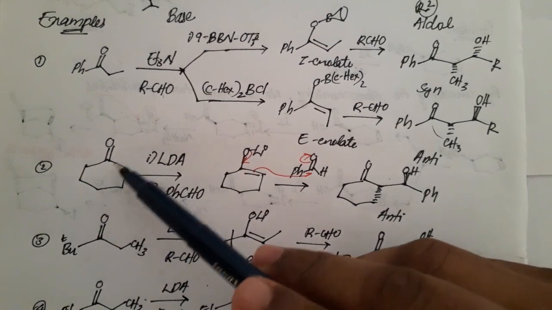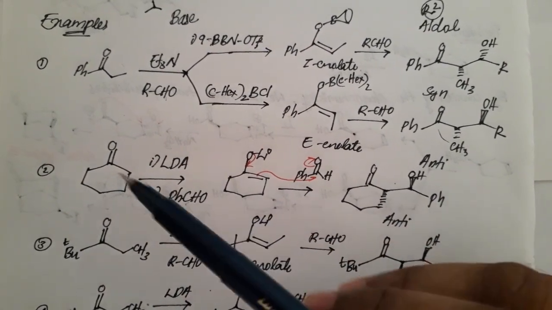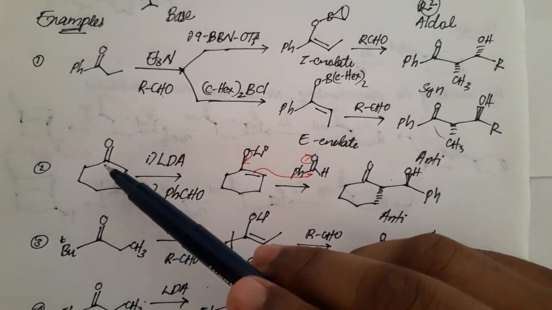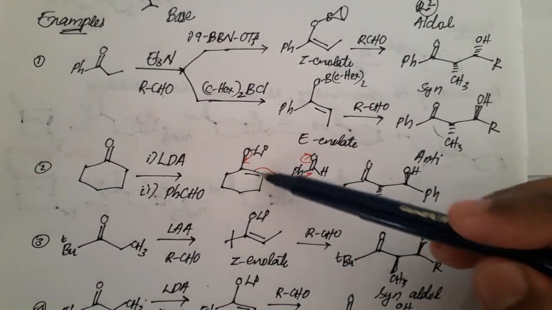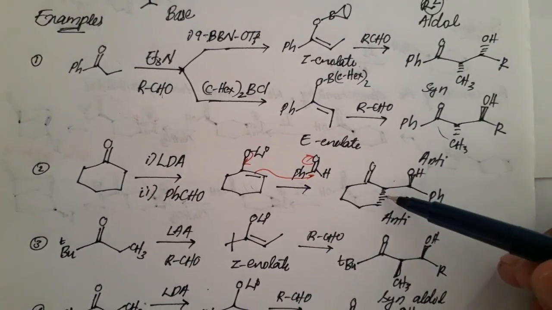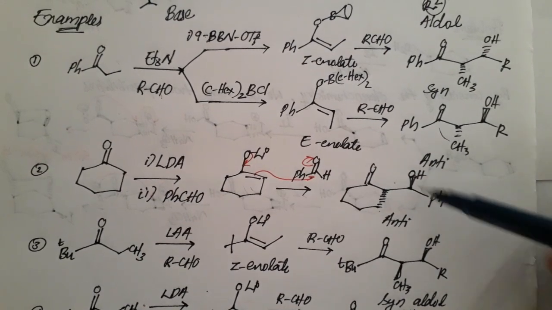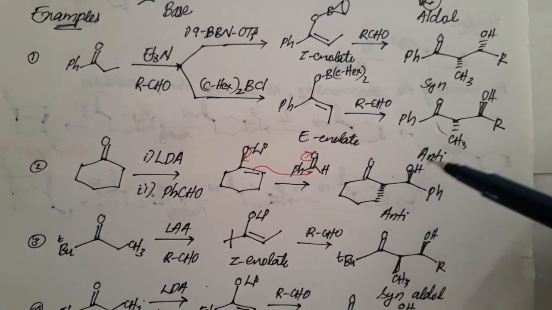Another, I am starting from a cyclic ketone along with LDA and another equivalent of carbonyl compound. The cyclic ketone gives you the E-enolate. So the E-enolate gives you anti-aldol. Here I am representing in dash. It is inwards, so it is anti-aldol.